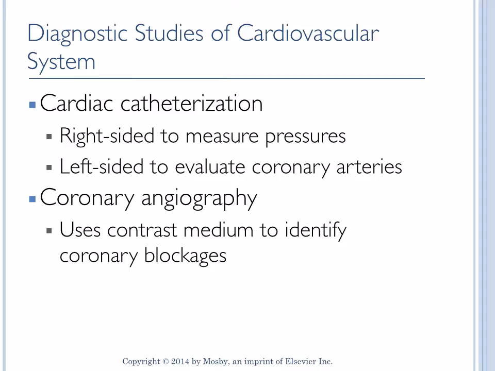With injection of contrast media and fluoroscopy, the coronary arteries can be seen, chambers of the heart can be outlined, and wall motion can be observed. Now, cardiac catheterization is done by inserting a radiopaque catheter into the right or left side of the heart. For the right side of the heart, a catheter is inserted through an arm vein or leg vein.